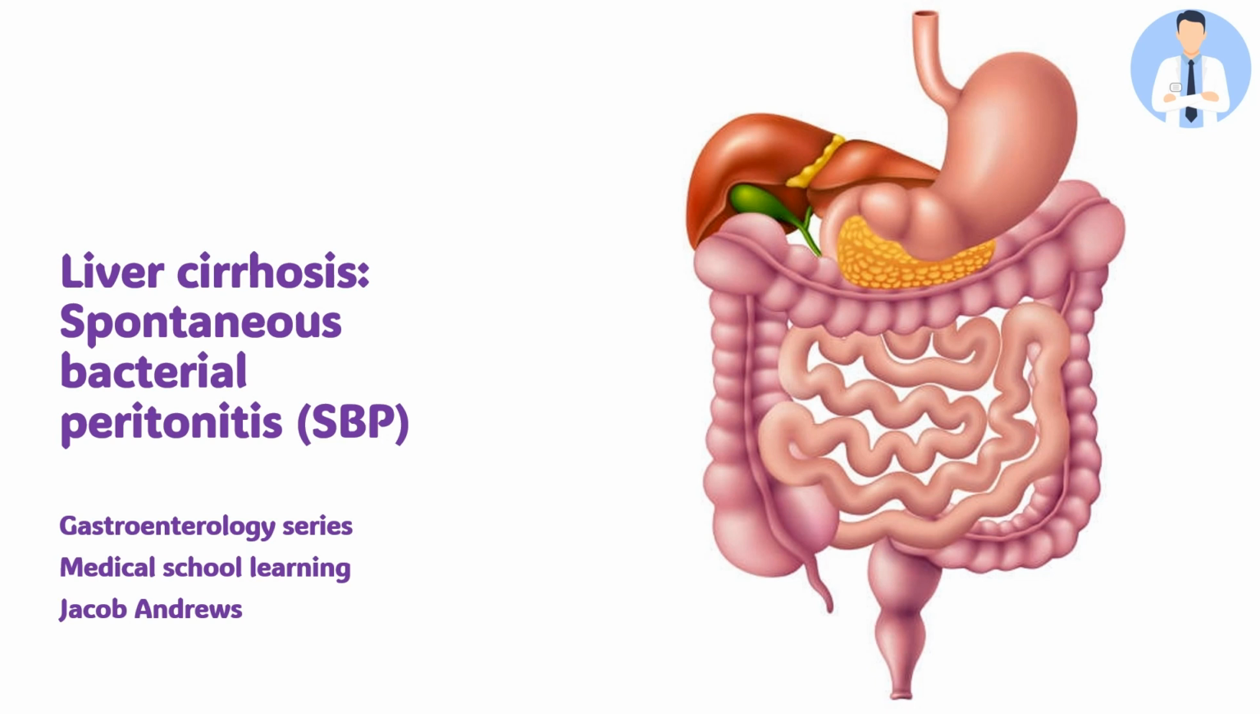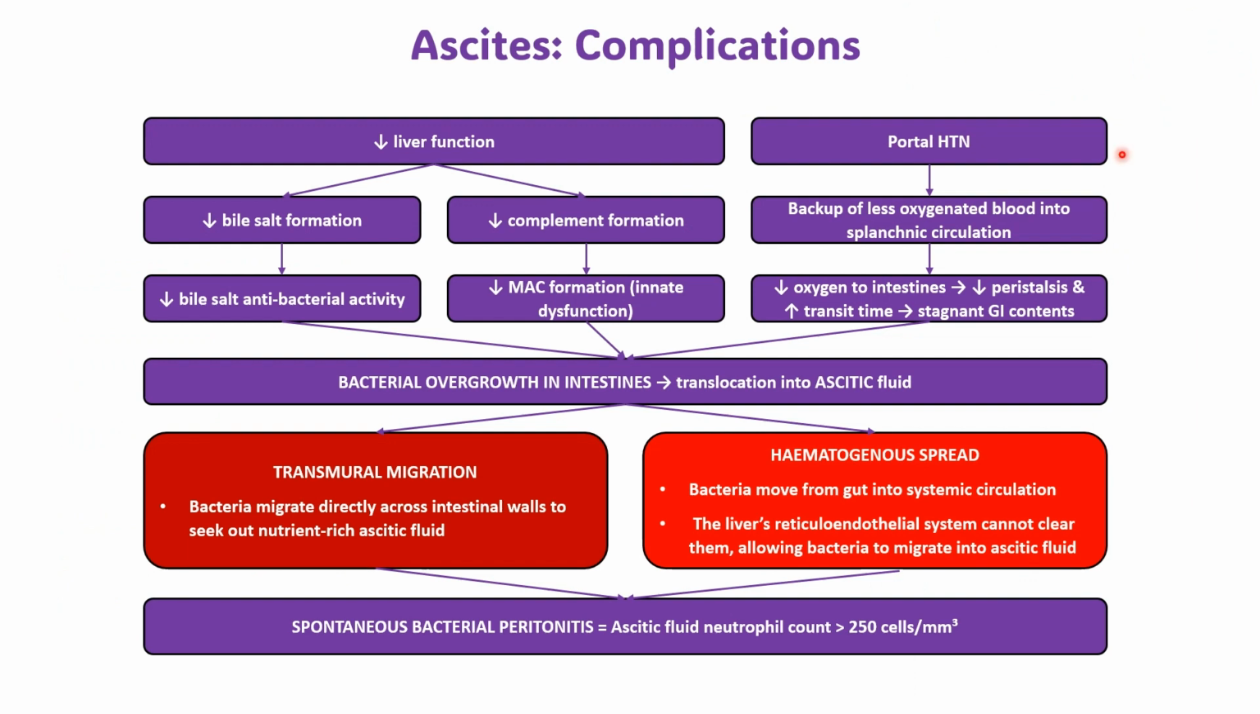Welcome to part 3 of this gastroenterology series, where we're going to be talking about spontaneous bacterial peritonitis. I'm going to be referring to this as SBP throughout the video, since spontaneous bacterial peritonitis is a bit of a mouthful to say every time. Okay, so first of all, let's talk about ascites complications and the mechanism which leads to the development of SBP.